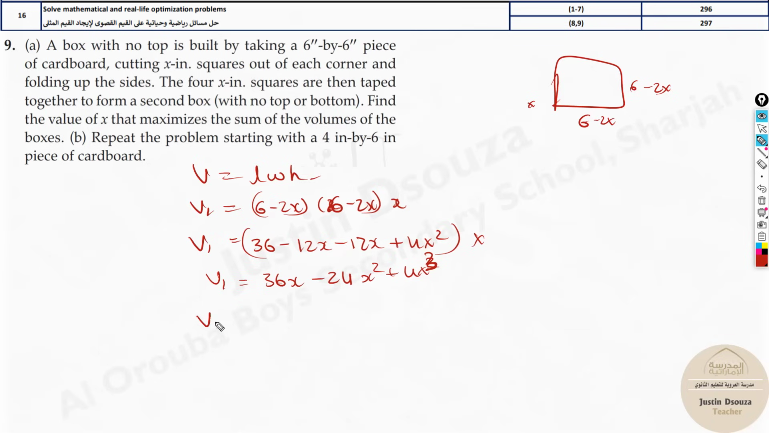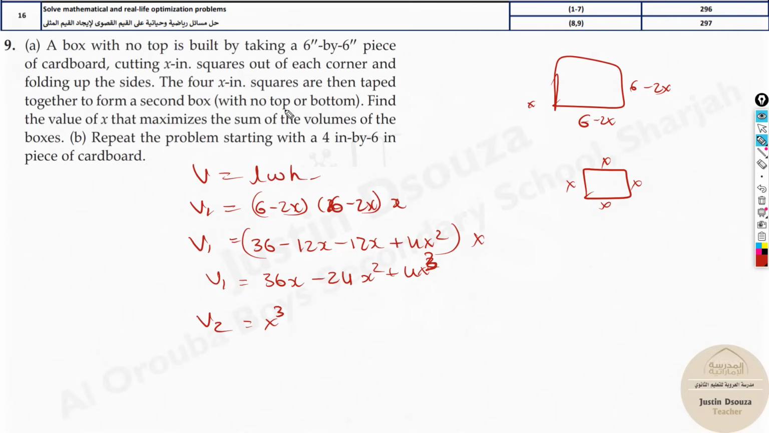Now what about the second volume, the second box? It is all dimensions of x, right? The top and bottom is not there, fine. It's x, x, x. So what is it? It's a cube. Now how do you find the volume of a cube? It's just x cubed. Why? Because it's the same dimension, x times x times x, so thickness, height, everything is the same. So basically the volume is x cubed.